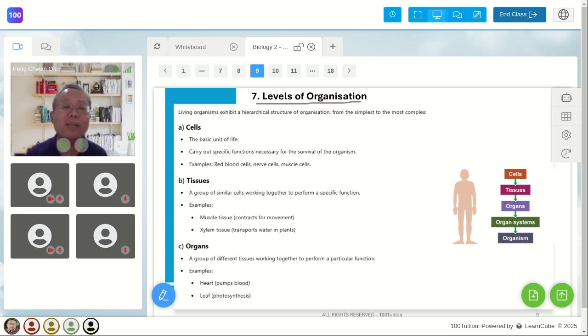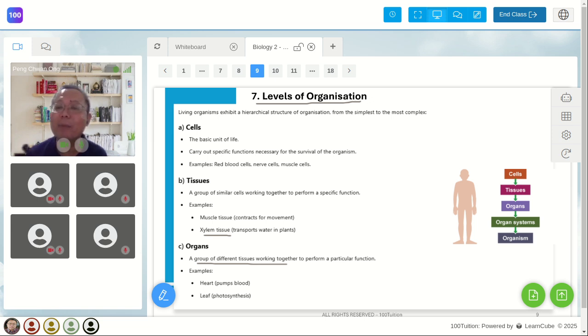Okay, and in plants, you have the xylem tissue, which is responsible for transporting water in plants. We'll come to all this again in detail in the later chapters. So when you have a group of different tissues working together, what do you have? You have an organ. For example, our heart is an organ, so it will contain different parts. So when you have a group of tissues working together, we have an organ.